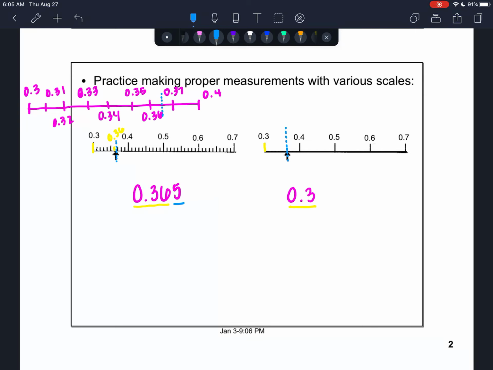I would estimate that it's closer to 0.4 than it is to halfway. So I would want to say that this is maybe 0.37. And since I'm having to estimate this 7, that is my uncertain digit.